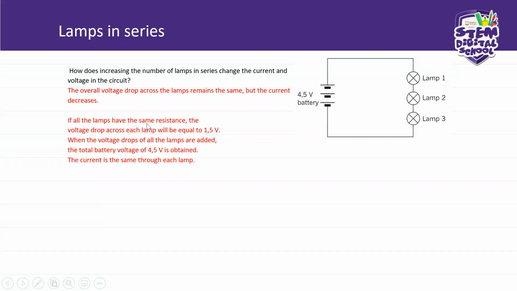If all the lamps have the same resistance, if they have the same value or capacity, if they will offer the same resistance in the circuit, the voltage drop across each lamp will be 1.5 volts. So they will be dividing the voltage. Okay, you see there are 3 cells here. Each cell is 1.5 volts. So the total voltage will be shared by these if they have the same capacity.